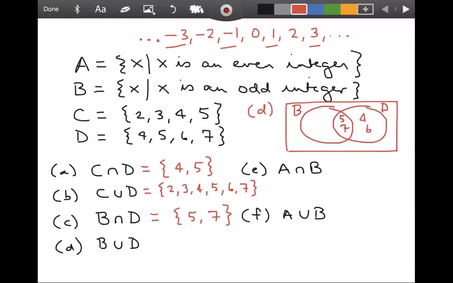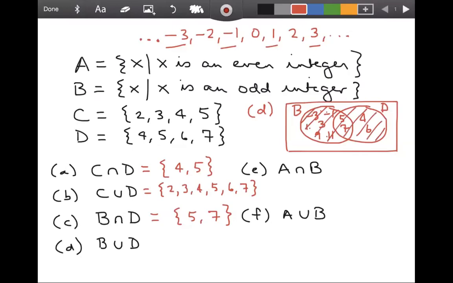And then there are a whole bunch of other numbers in this area over here. All right, anything that is an odd integer other than 5 or 7 needs to go over there. So -3 would go there, -1 would go there, 1, 3, 9, 11, and an infinite amount of other numbers. All right. So the union of B and D has to include all of these numbers. Okay. This is going to be an infinite set.